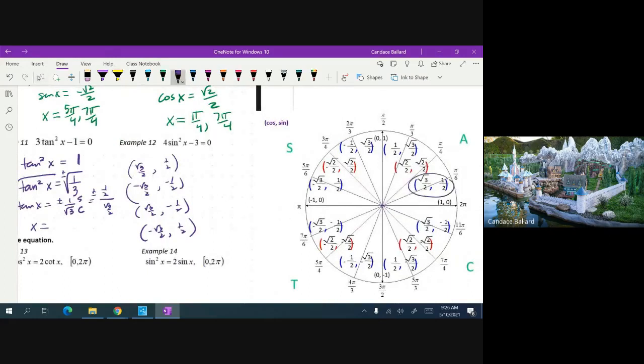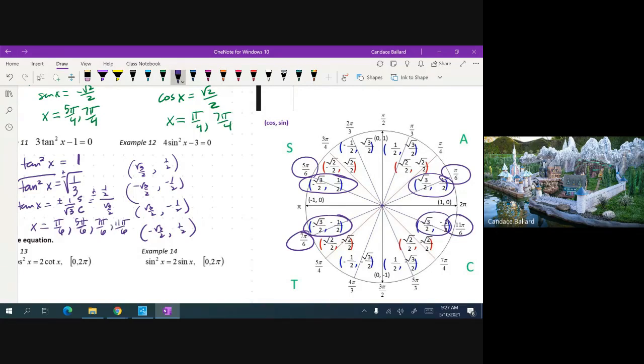So it looks like the first one is right here. So I'm going to write down pi over 6. I'm going to keep going. I'm looking for square root of 3 over 2 in the top, in the first part. 5 pi over 6. All right. I'm going to grab this one. I get 7 pi over 6. And I'm going to get this one, and I'm going to get 11 pi over 6.